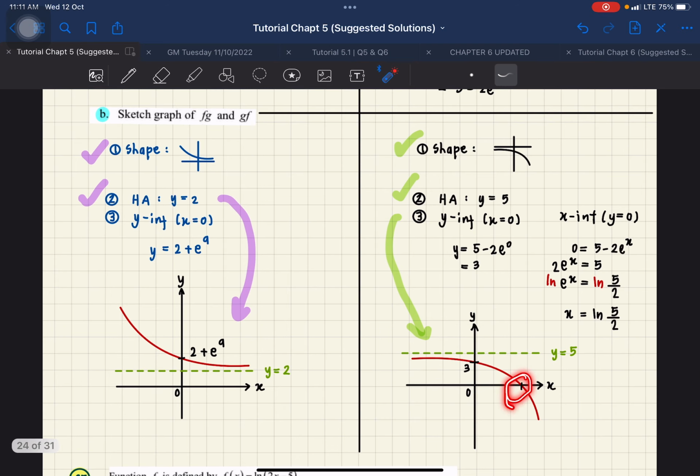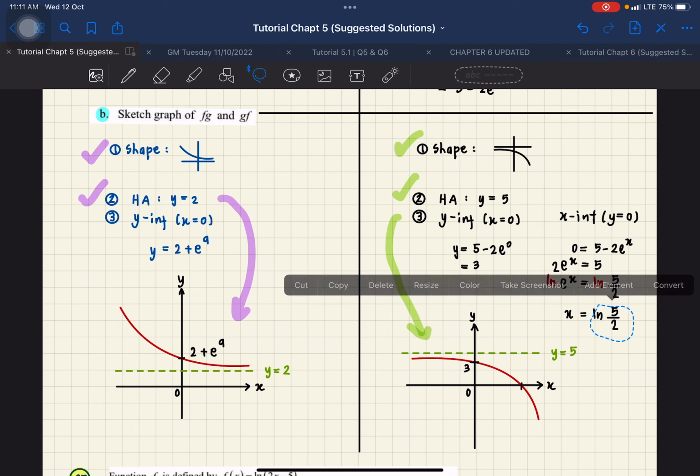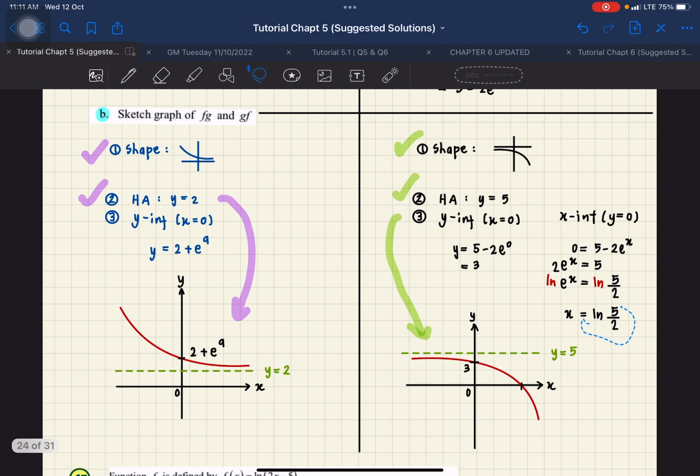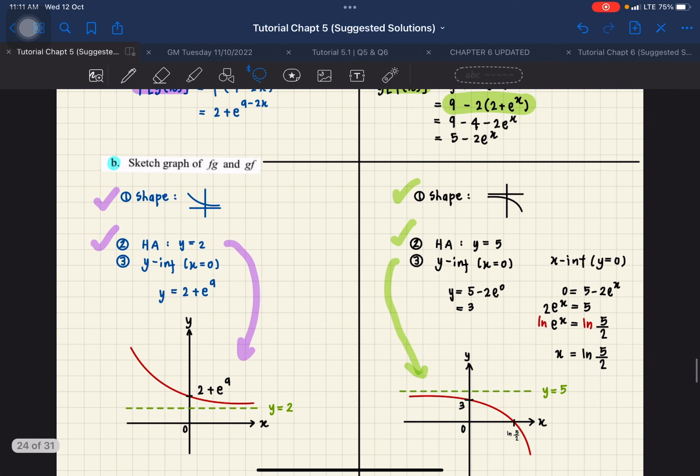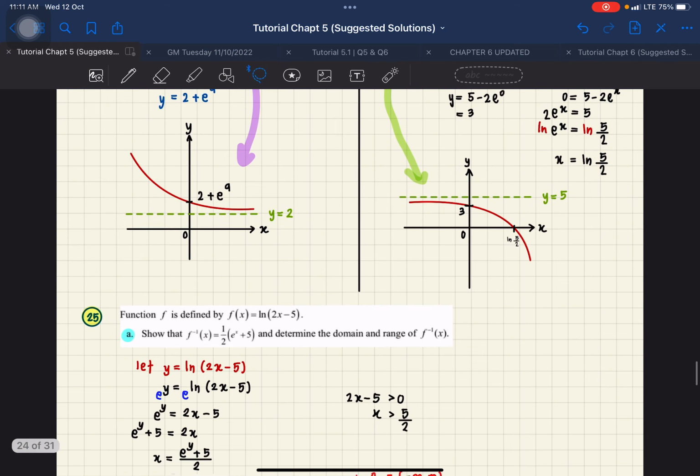So kat sini saya terlupa nak label, saya dah cari. Okay, so nanti kena tulislah kat sini. So copy, paste sahaja. Dapatlah itu awak punya x-intercept. Okay, so that's it for question number 24. Okay, so sambung kepada soalan number 25.